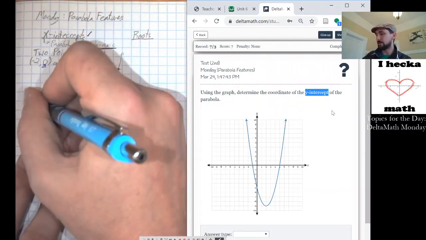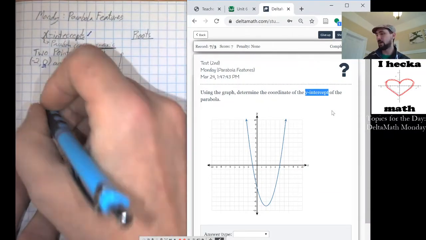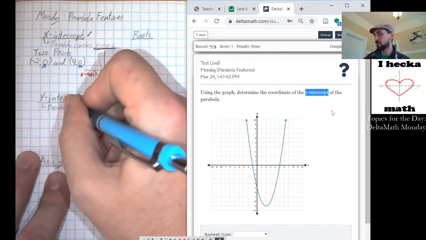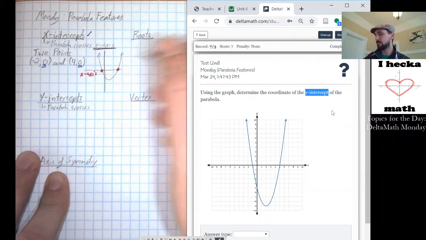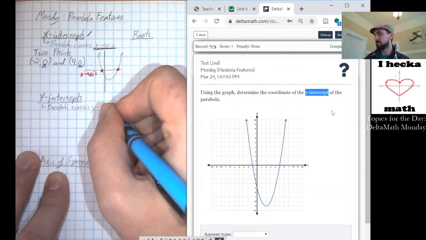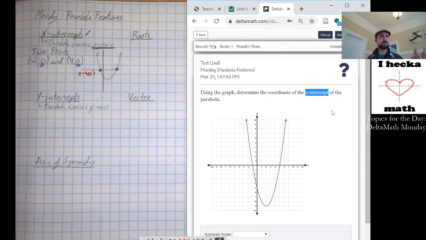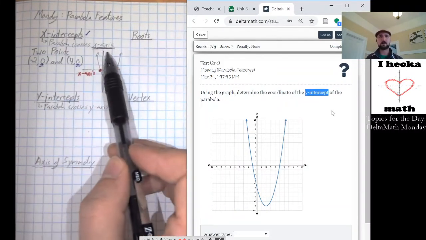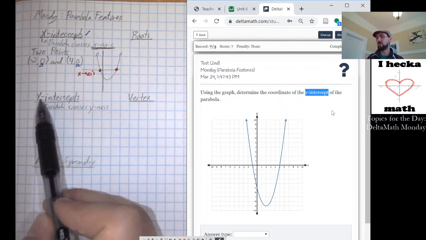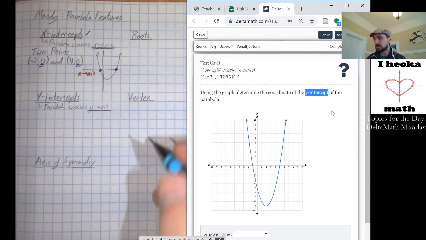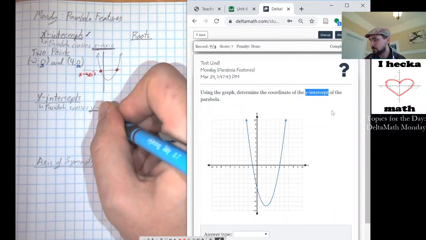Using the graph, determine the coordinate of the y-intercept of the parabola. So the y-intercept is where the parabola crosses the y-axis. And hopefully that should feel good. We're naming these things in math kind of consistently. X-intercepts cross the x-axis, and y-intercepts cross the y-axis.